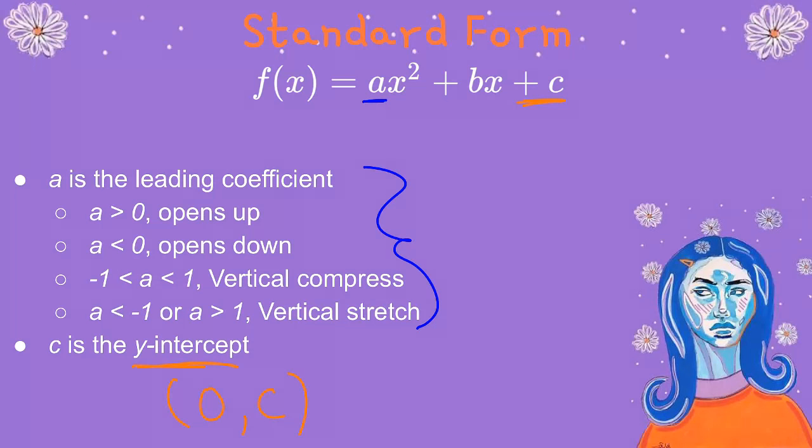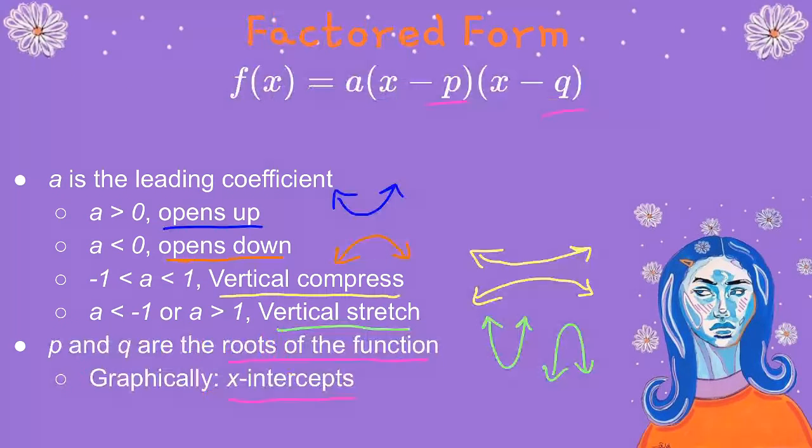That will be the y-intercept of the graph. So in standard form, we get the leading coefficient, which tells us whether it opens up, opens down, is compressed or stretched. And we get the y-intercept. Compare that to factored form. We get the leading coefficient, which tells us whether it opens up or down and whether it is vertically compressed or stretched, just like in the other one. But we also get the x-intercepts instead of the y-intercept. So the different forms tell us different things about the graph.